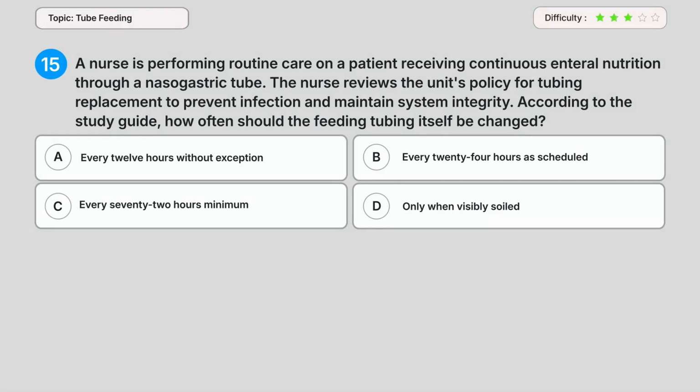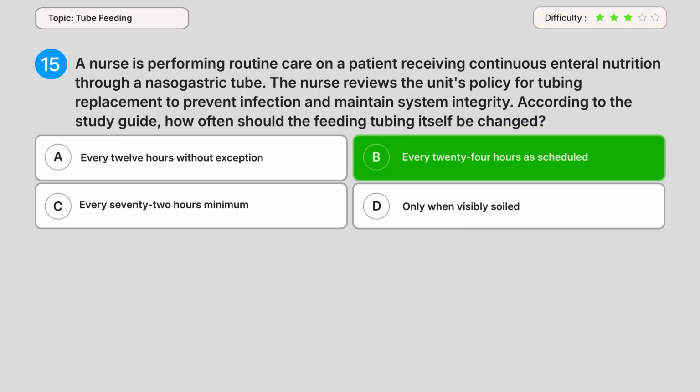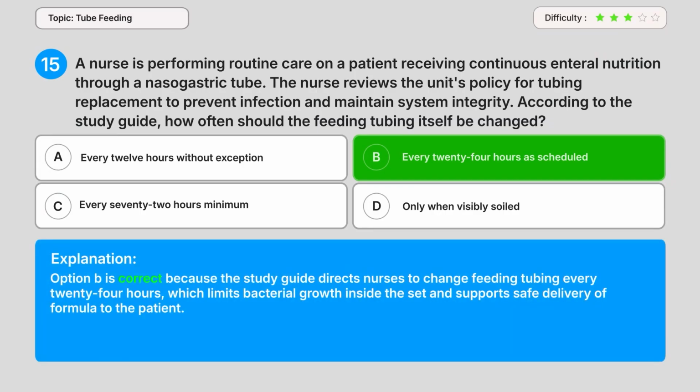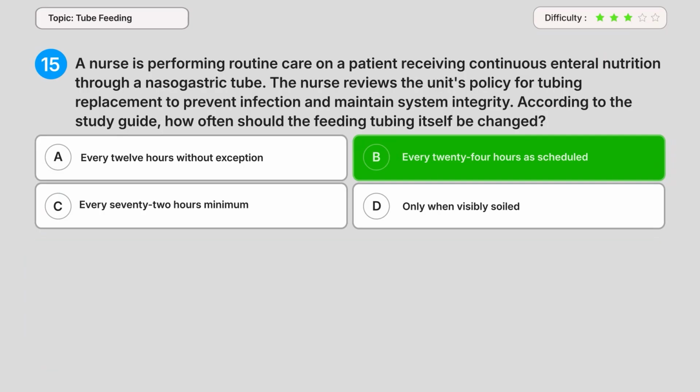Correct answer. B. Every 24 hours as scheduled. Option B is correct, because the study guide directs nurses to change feeding tubing every 24 hours, which limits bacterial growth inside the set and supports safe delivery of formula to the patient.